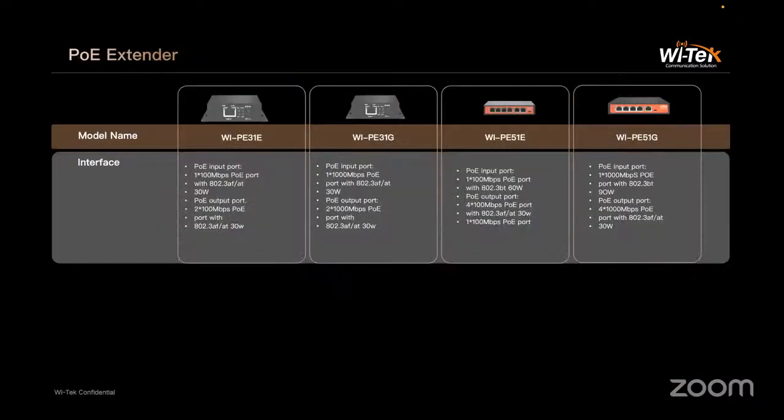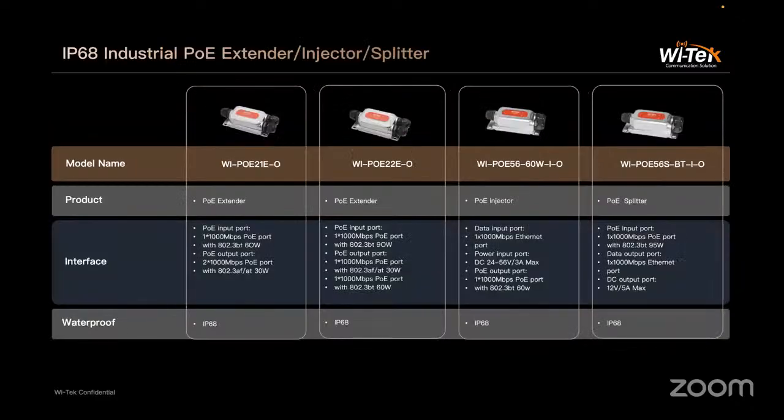So we have one PoE input with two PoE outputs, in megabit and gigabit models, and one PoE input with four PoE outputs, also megabit and gigabit. For four PoE outputs, you need to input BT 60 watt at least. And this is the outdoor version. It's outdoor IP68 waterproof.